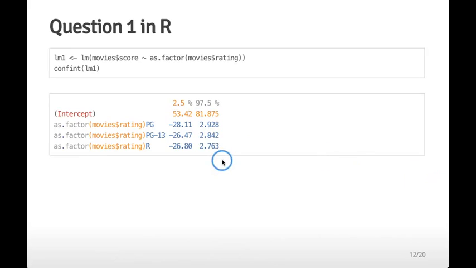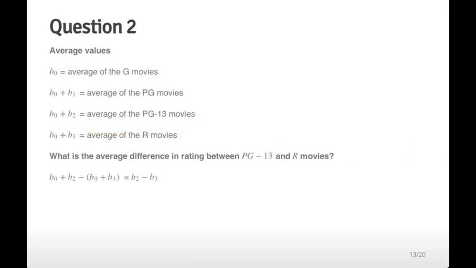And so we can calculate a confidence interval for the difference in rating between G and R movies as minus 26.80 to 2.763. An interesting thing here is that this confidence interval covers 0. 0 being the case where there's absolutely no difference between the score for a movie with rating G and a movie with rating R. So since it covers 0, it seems sort of unlikely that we've seen a very strong difference between the two ratings in the data set that we have.